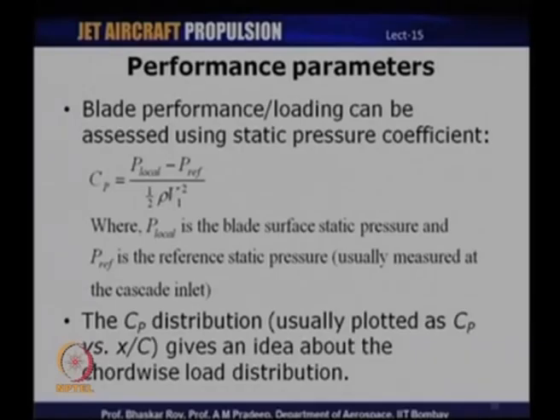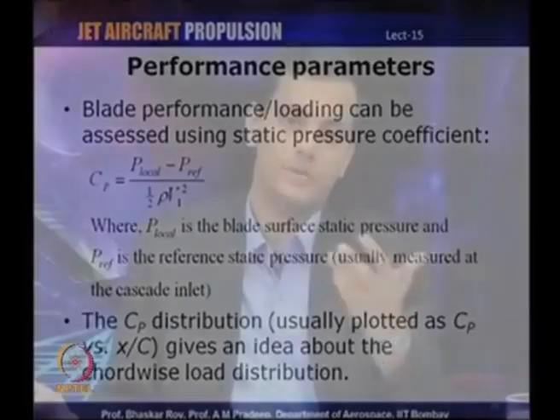So, Cp is measured on the blade surface, and the Cp distribution is usually plotted as Cp versus x by c, that is, the chordwise position on the blade surface. It basically gives us an idea about the load distribution, that is, how the blades are loaded in terms of the pressure ratio. So, blade loading is one of the parameters we can infer from the Cp distribution of these blades.